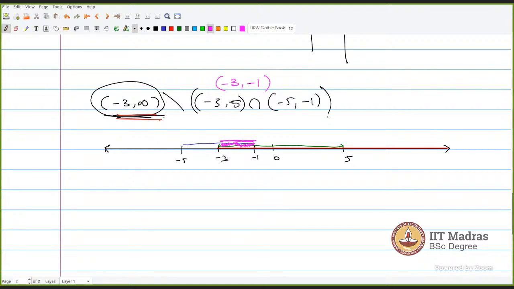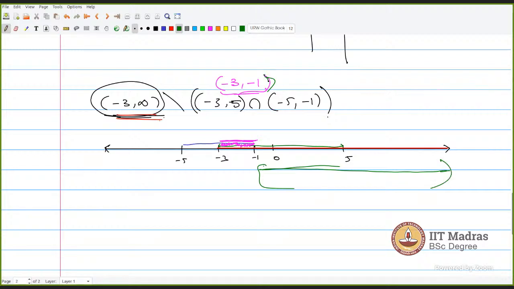Now we will remove this particular purple interval from this whole red interval. If I remove it, what will I get? I will get -1 comma infinity. As it is an open interval, -1 will be included here, and infinity will be excluded since we don't know infinity.